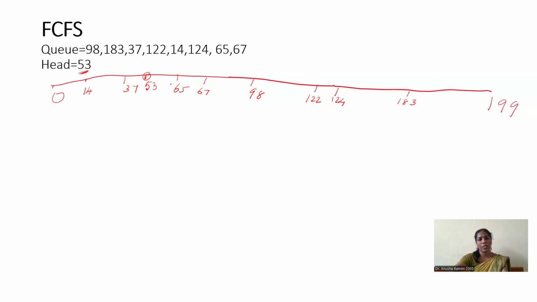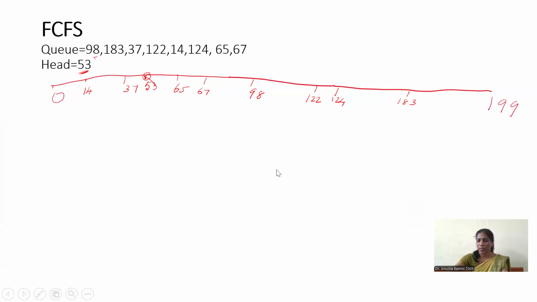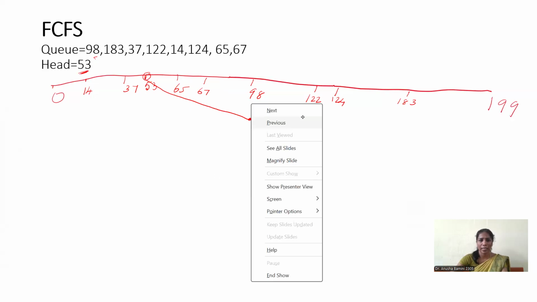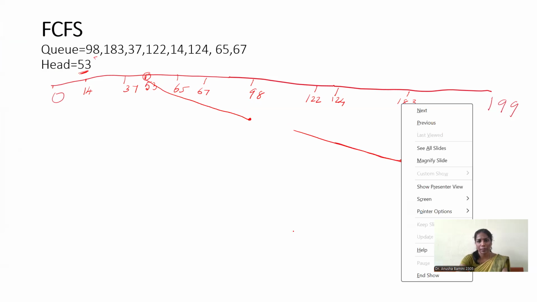Based on the concept of FCFS, first come, first served, I need to traverse the queue in the given order. Start from 53. What is the first sector I need to traverse? 98. So move immediately from 53 to 98, and just draw a line. Then 98 to 183, then 183 to 37.